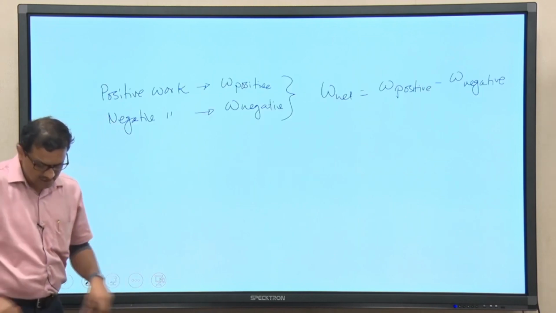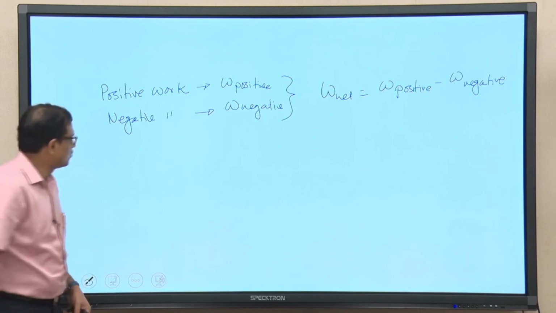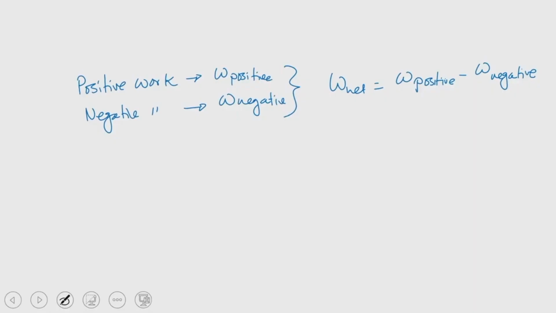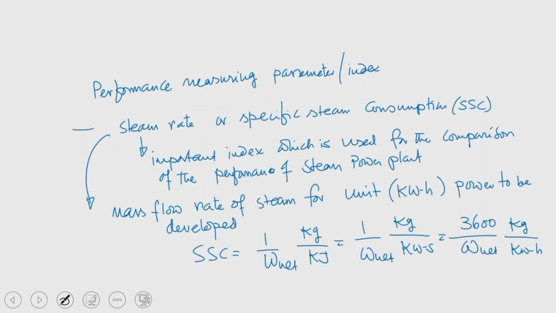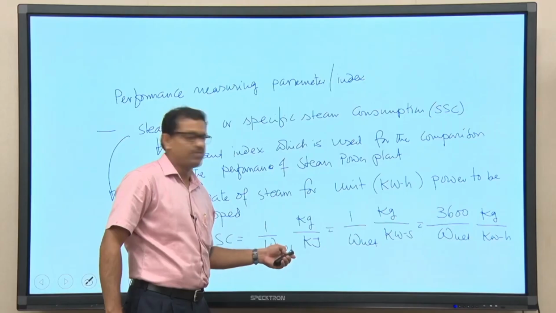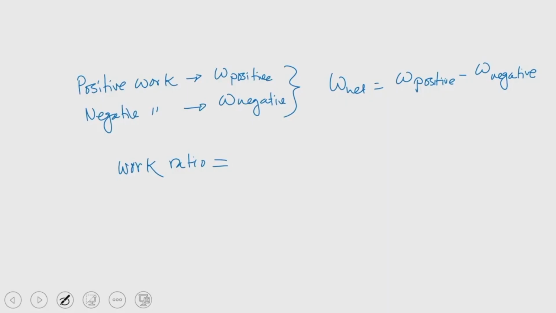Now, the ratio of this net work to positive work is known as work ratio. So, here work ratio, you have understood what W net is. So, W net is W positive minus W negative, that is W turbine minus W pump for this particular case. Now, this is W net by W positive, the net work to the positive work, which is known as work ratio RW.